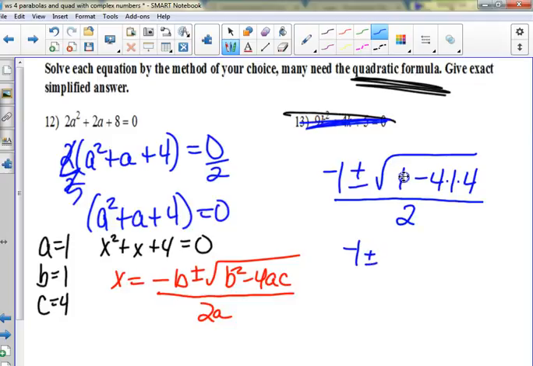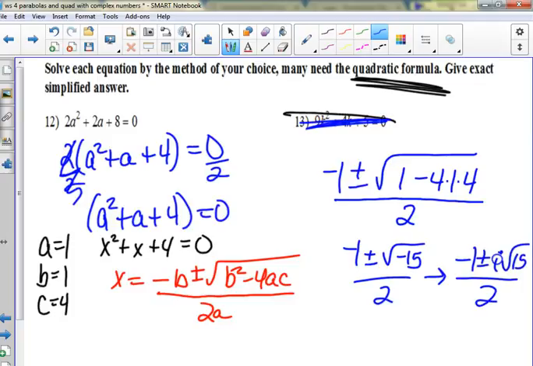Plus or minus, what's 1 minus 16? Square root of negative 15. What's the only thing I have to do to simplify? Well, that sounds painful. But yes, take out an i is the right answer. Everybody good? You like that one on the quiz? Not too much simplifying to mess up?